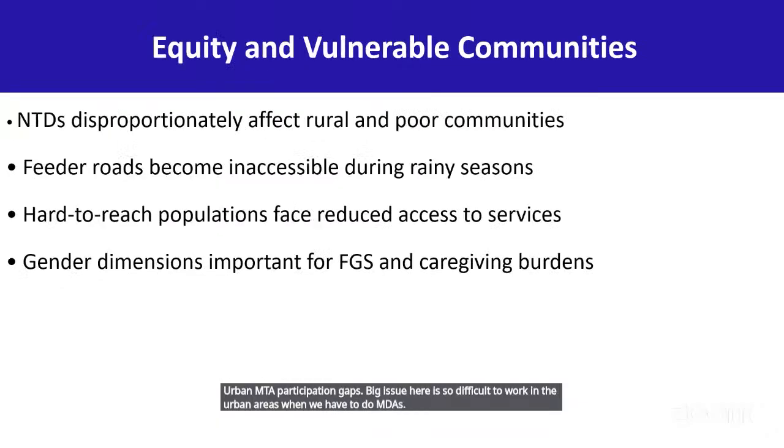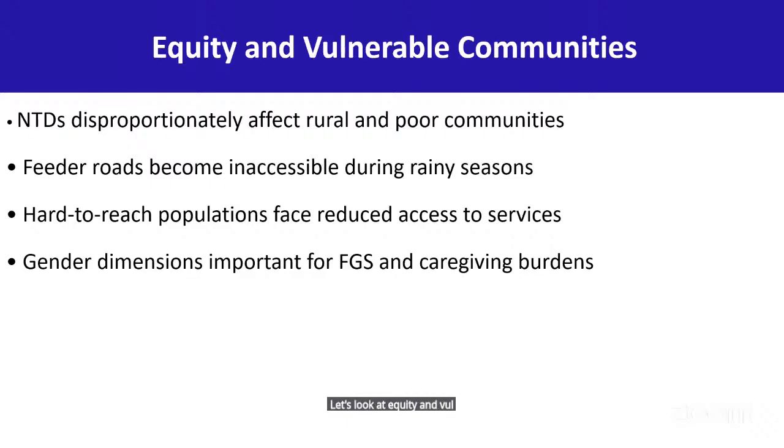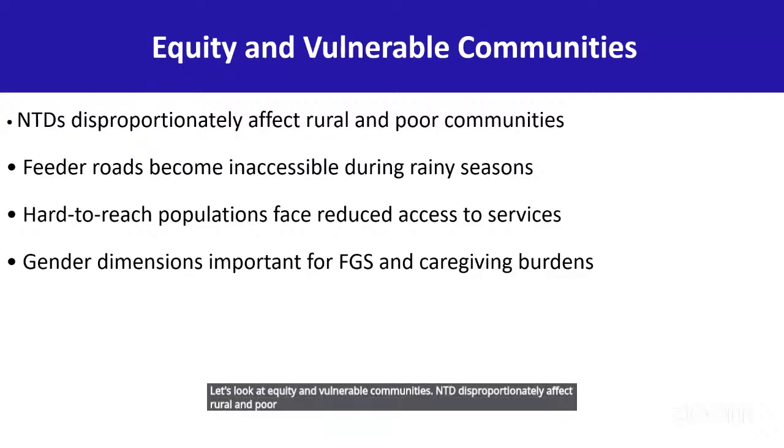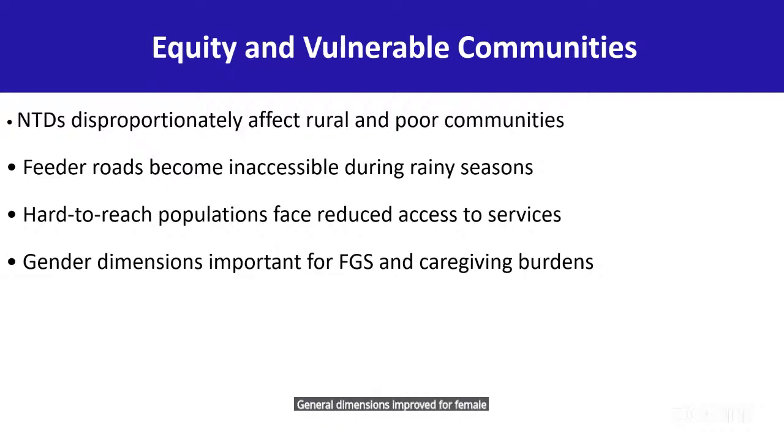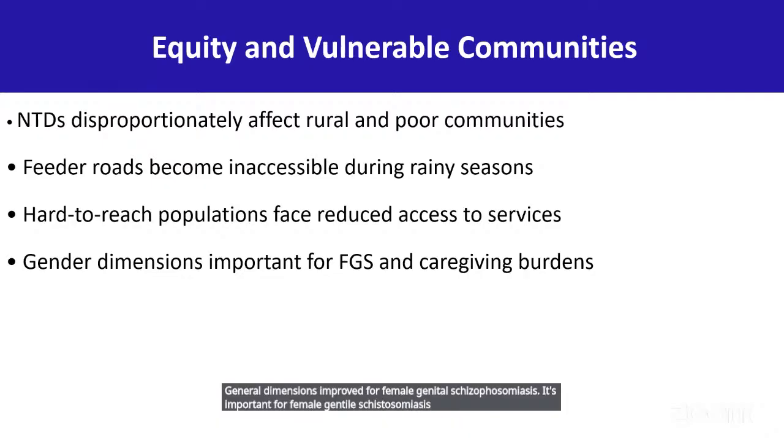Let's look at equity and vulnerable communities. NTDs disproportionately affect rural and poor communities. Feeder roads become inaccessible during rainy seasons. Hard-to-reach populations face reduced access to services. Gender dimensions are important for female genital schistosomiasis and caregiving burdens.